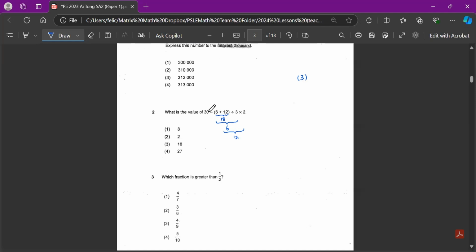And now you can solve the subtraction, 30 minus 12. So 30 minus 12, you should have 18. So that will be our option 3.